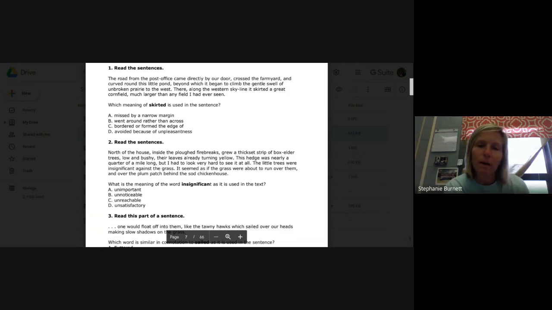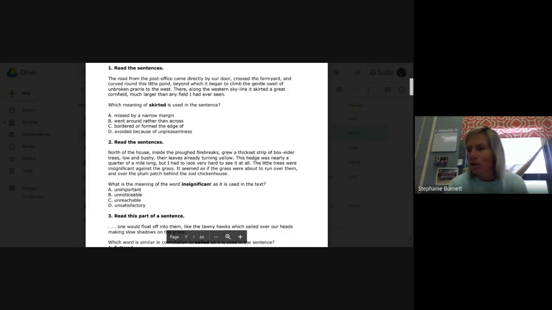The road from the post office came directly by our door, crossed the farmyard, and curved round this little pond, beyond which it began to climb the gentle swell of unbroken prairie to the west. There, along the western skyline, it skirted a great cornfield, much larger than any field I had ever seen. All right, it says, which meaning of skirted is used in the sentence?